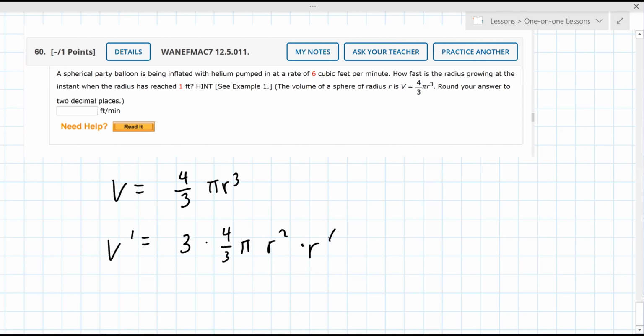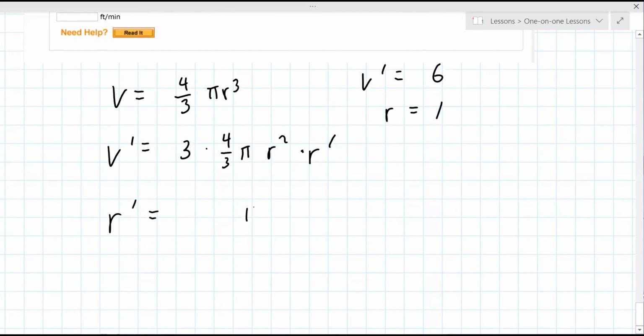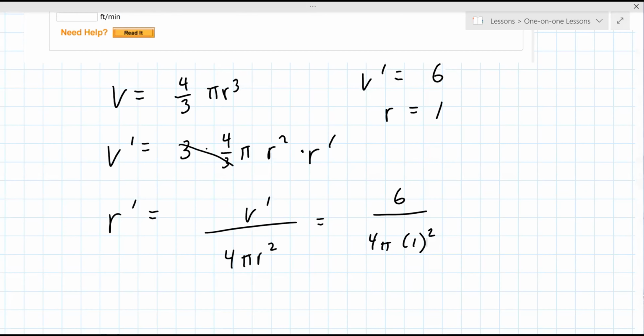So here's what you need to figure out how fast the radius is growing. You're trying to find r prime. You need to know v prime, which is right here, it's 6. And you need to know the radius, which is 1. So r prime here is v prime over, those cancel, so it's 4 pi r squared. So this is 6 over 4 pi times 1 squared. And it wants you to round your answer to 2 decimal places, so you can try that. So 6 over 4 over pi. So 0.48.